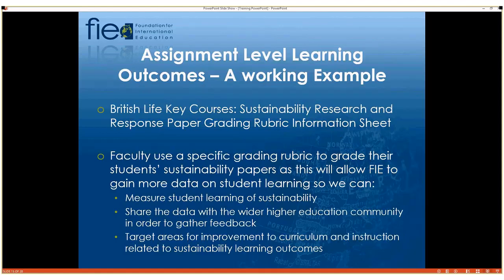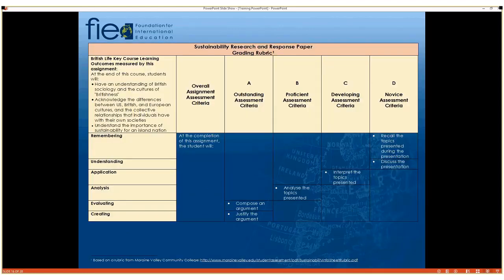The vast majority of our students take one of our British Life key course derivatives, and as such, they write a research and response paper on the sustainability lecture. Faculty will now have a specific grading rubric to grade their student papers. So this is the pro forma that we will be using. We see here the British Life key course learning outcomes measured by this assignment.